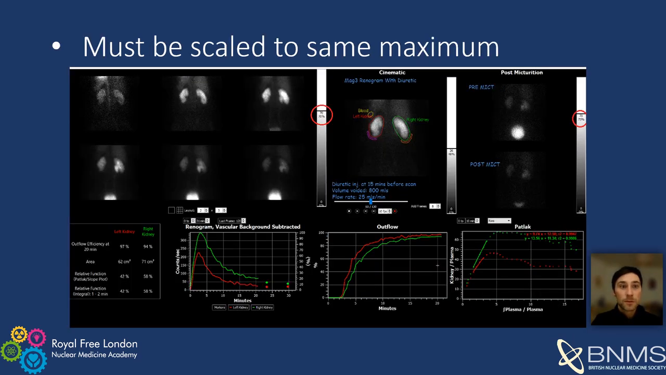The pre- and post-micturition images must be scaled to the same maximum as the summed images, so that kidney changes are obvious.